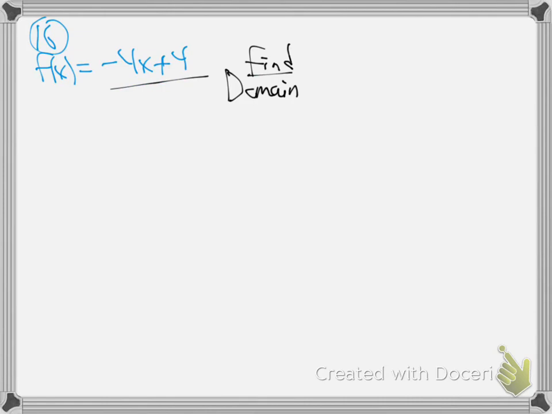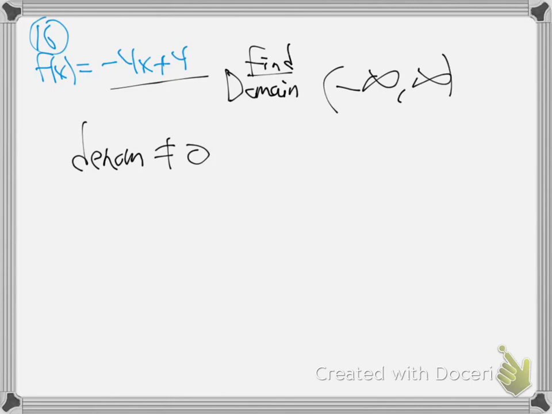Well, remember what we do. Domain means find what's allowable by looking first for what's not allowable. What are the trouble spots? What are we supposed to look for? The denominator's not 0. So grab the denominator and say, denominator, you can't be 0, because that's a problem. So where's the denominator? It ain't here.